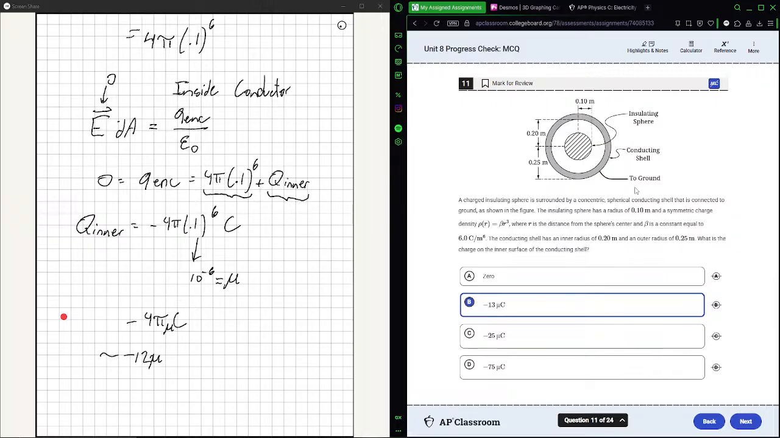Can you explain to me what a Gaussian sphere is? I don't know what a Gaussian sphere is. It's just an imaginary sphere we've constructed, and we're looking at how much charge is enclosed in it.